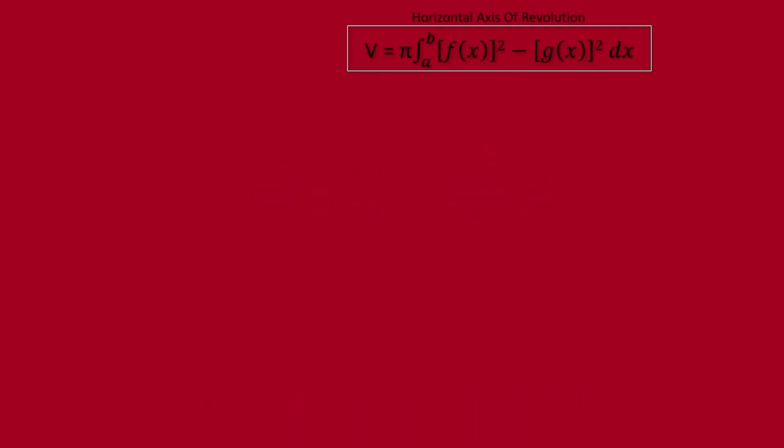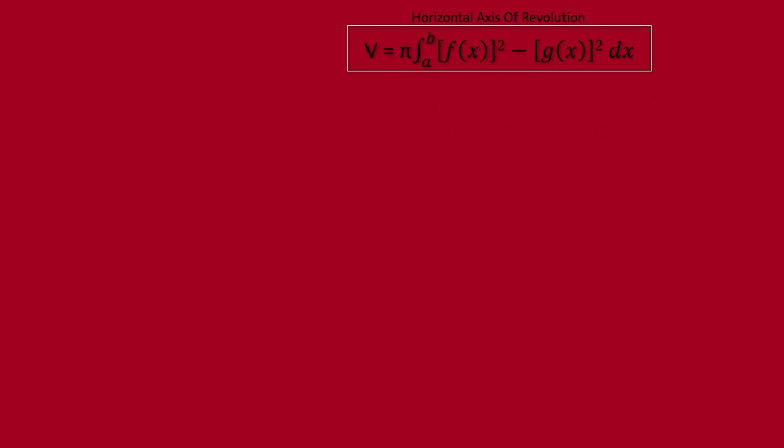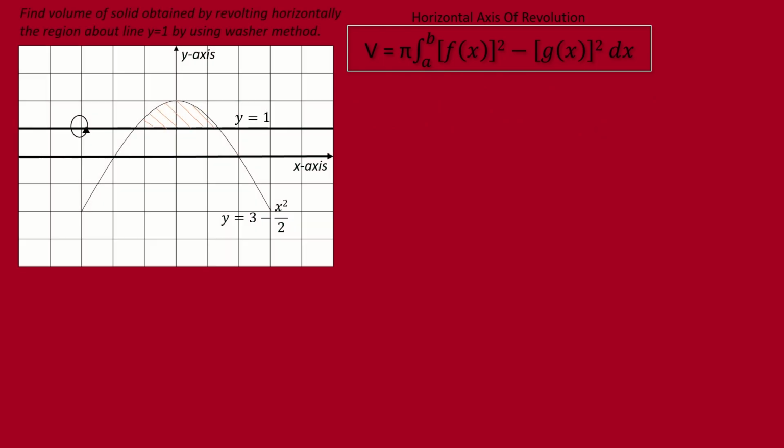Note that the formula is pi integrate from a to b of f(x) squared minus g(x) squared dx. Whilst this is actually the example to find volume for the vertical axis of revolution. The example that I'm showing you is based on the question above. Find the volume of the solid obtained by revolving horizontally the region about the line y equals 1 by using the washer method.